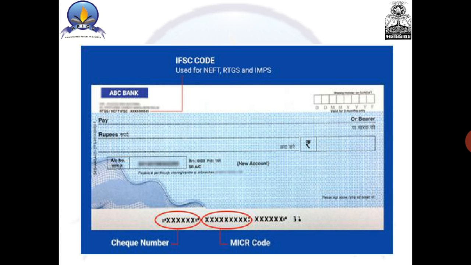Ideally, you should record the transactions you have used each check leaf for in the transaction record slip, which is attached at the start or end of the checkbook. In this record, you should mention the check number, date of check, amount, and payee.